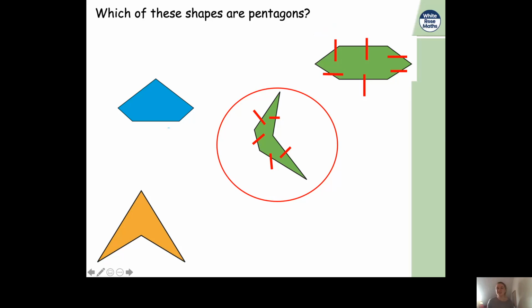Okay, so now I'd like you to pause the video and have a go at working out if you think the last 2 shapes are pentagons or not. Do they have 5 sides? Pause the video now and have a go.